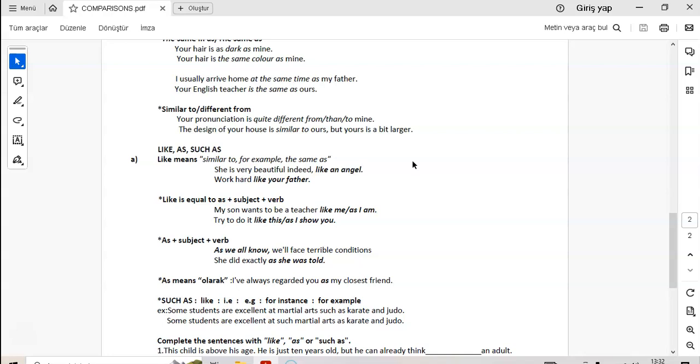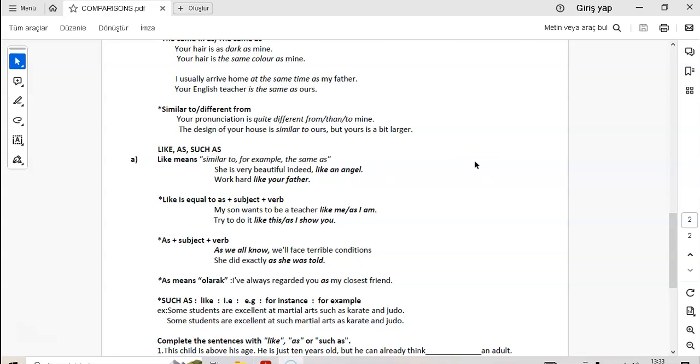Your pronunciation, I compare your pronunciation and my pronunciation. I say your pronunciation is quite different from mine, or quite different to mine, or quite different than mine. Or if it is similar, you can say the design of your house is similar to ours, but yours is a bit larger. That's the way it is about it. In the next video, I'm gonna teach you how to use like, as, and such as structures.